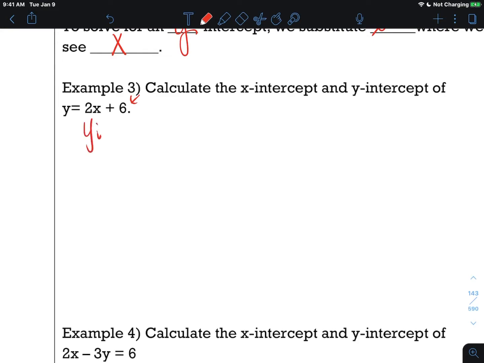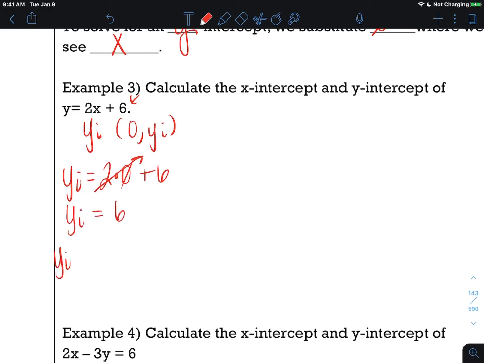First I'm going to look for my y-intercept, which is going to be located at this point. I'm going to take this point and plug it into the equation. Everywhere I see an x, I turn it into a 0. Everywhere I see a y, I turn it into a y sub i. Okay, so now I have that. Let's go ahead and start simplifying and reducing. 2 times 0, those guys just cancel out. Y-intercept is equal to 6, which means my y-intercept is located at (0, 6). Exactly where I predicted.